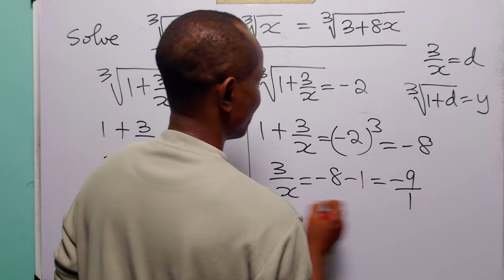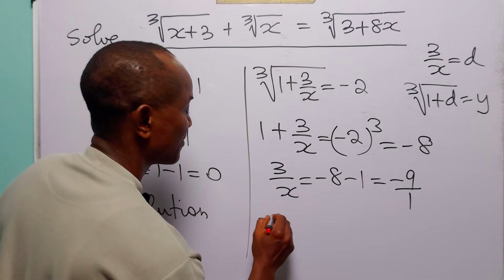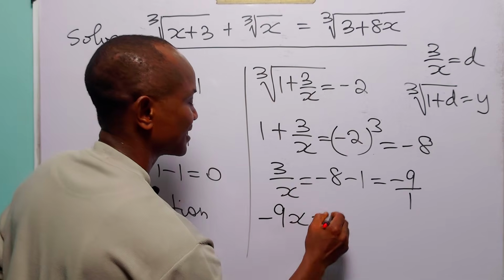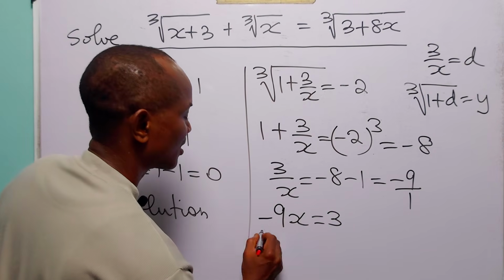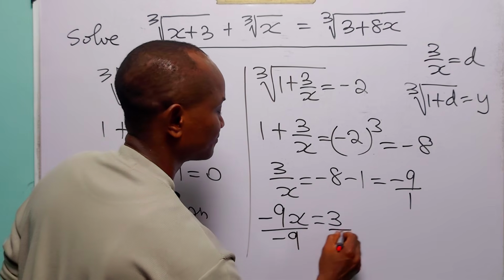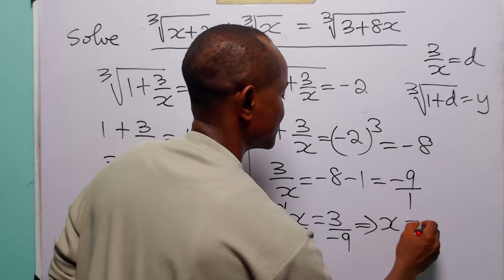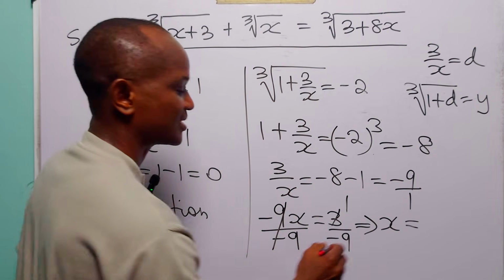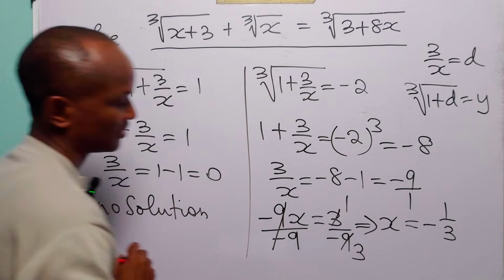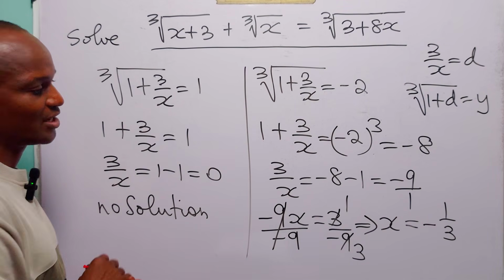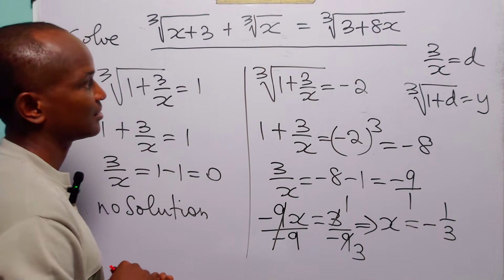Now, to find the value of x, let us cross multiply. When we do that, we have that minus 9x is equal to 3. And when we divide both sides of this equation by minus 9, we have that x is equal to 3 into itself is 1 and into 9 is 3, minus 1 over 3. So we have one value of x. We have that x is equal to minus 1 over 3.